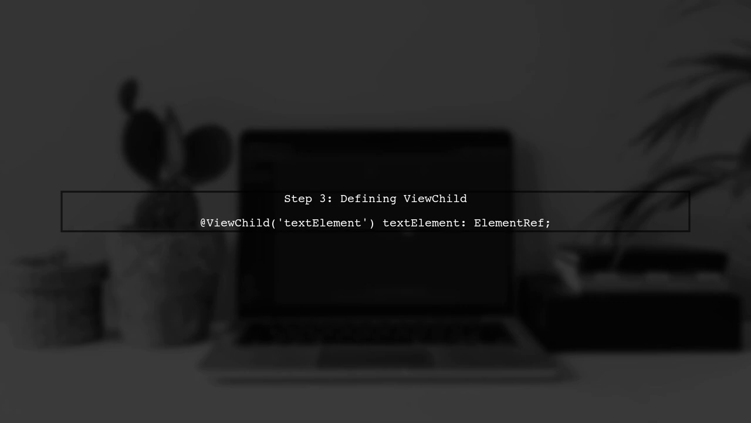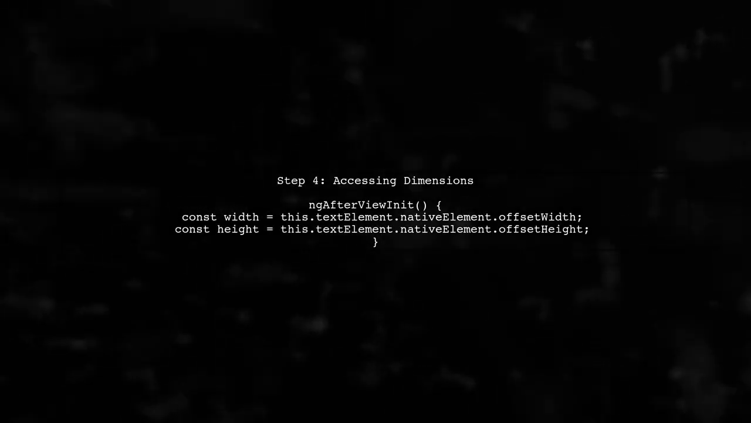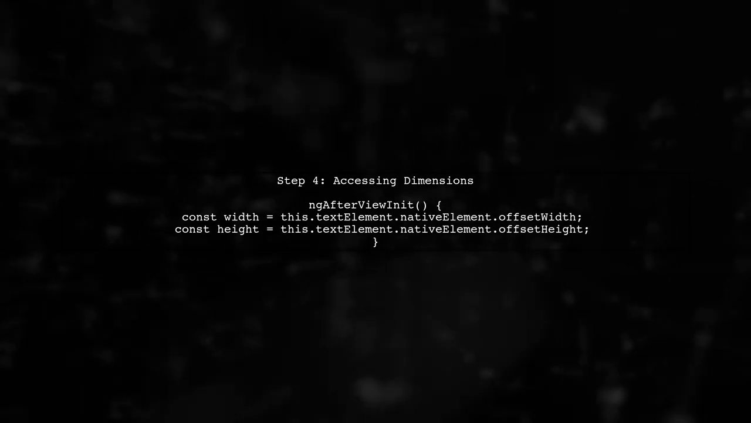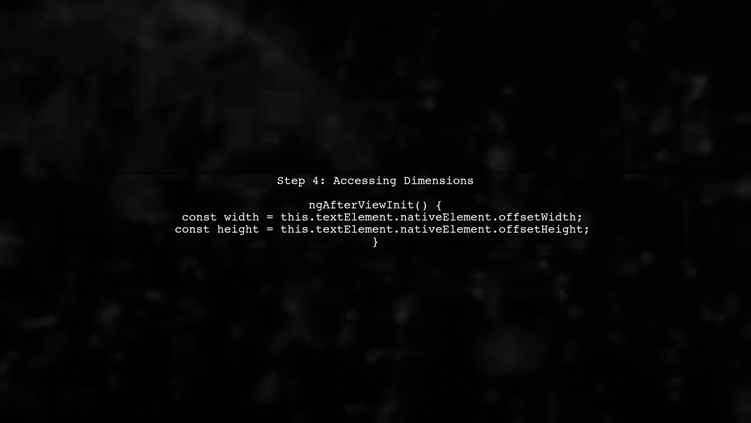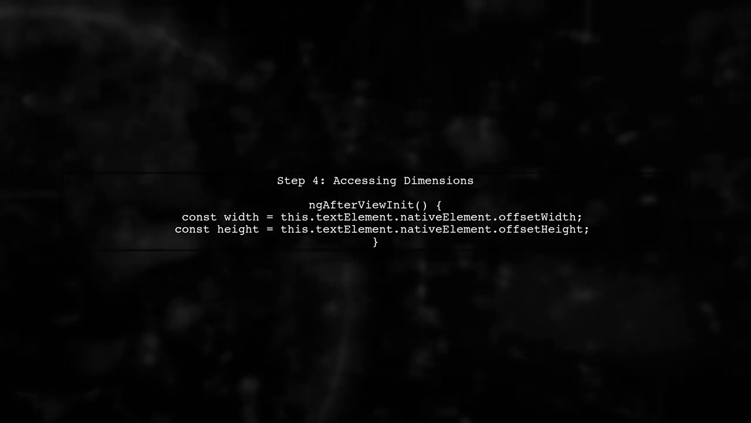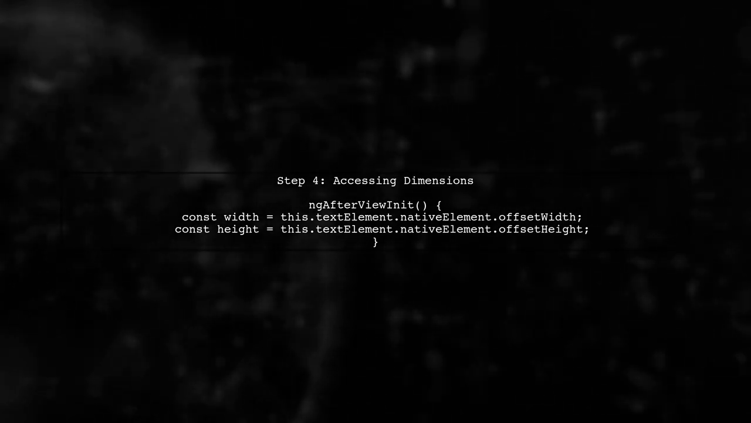Next, we will define a ViewChild property in our component to get a reference to the paragraph element. This will allow us to access its styles. Now, we can access the width and height of the paragraph element using the nativeElement property of ElementRef. This will give us the rendered dimensions.